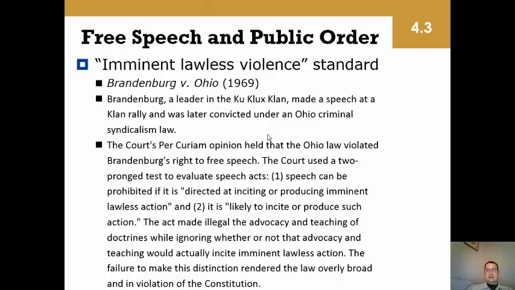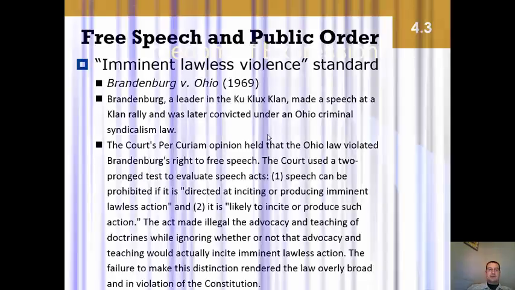The act made illegal the advocacy and teaching of doctrines while ignoring whether or not that would actually incite lawless action. So because of the failure to make that distinction, the court upheld the guy's right to have the Ku Klux Klan rally. Right? No one likes to have that, but if it wasn't inciting immediate lawless action, and the law was written too broadly, then that was an unconstitutional law in Ohio, and Brandenburg was found not guilty.